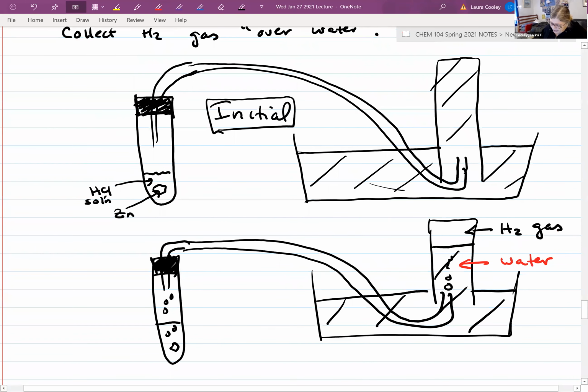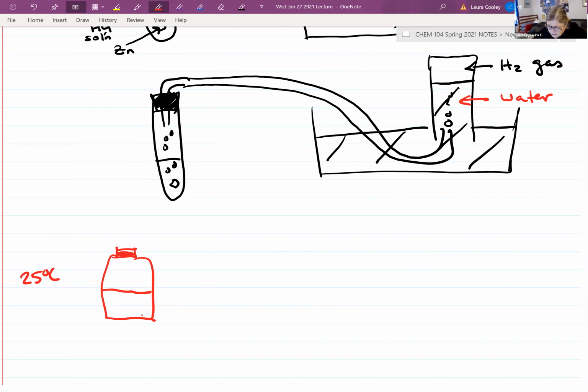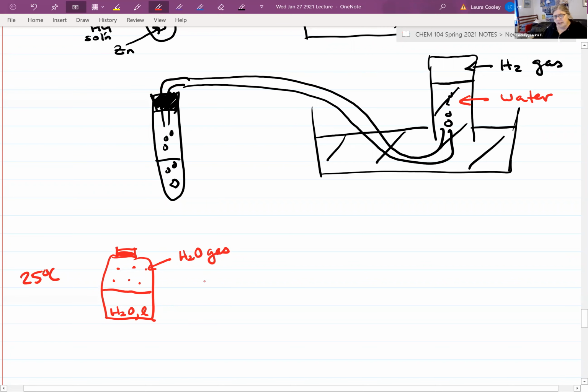So whenever you have a glass of water or a bottle of water, so here's a bottle of water, and let's say it's closed, and let's say the temperature is 25 degrees C. Here's your water. So you have liquid water down here, and you're always going to have some vapor. This is water vapor, which is H2O gas. And there's a certain partial pressure of water above the liquid.